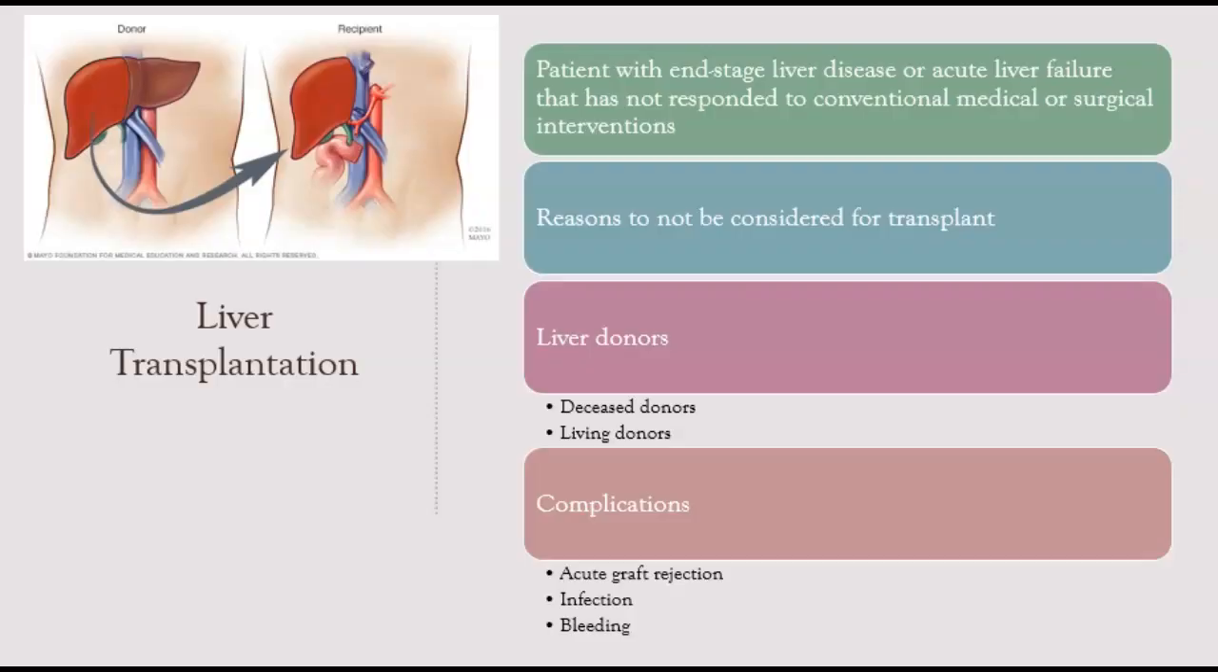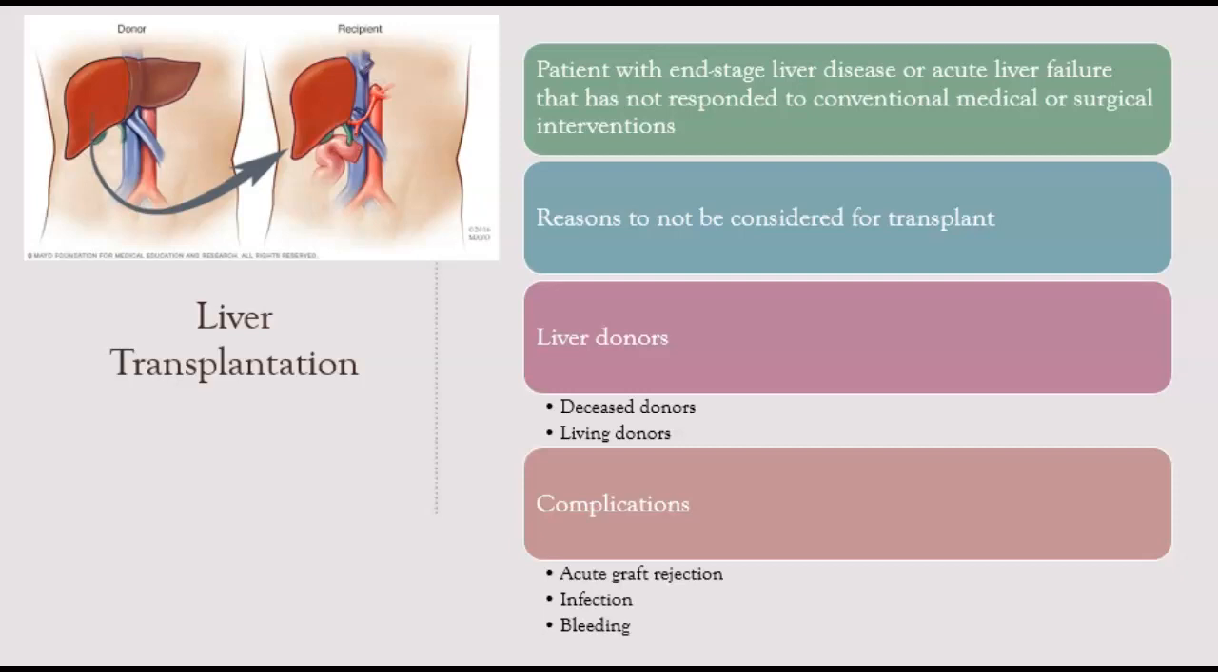Lastly, we'll talk about liver transplant. Patients with end-stage liver disease or acute liver failure that have not responded to the conventional medical or surgical interventions are a potential candidate for liver transplant. Cirrhosis is going to be the most common reason for a liver transplant. Other reasons might be chronic HBV, HCV, bile duct disease, autoimmune liver disease, alcoholic liver disease, and fatty liver disease.